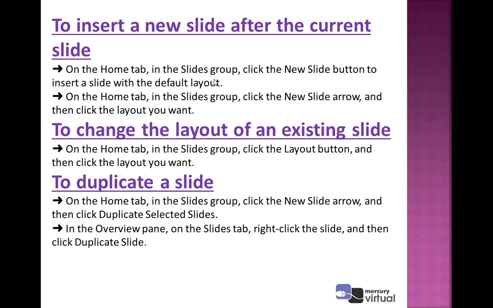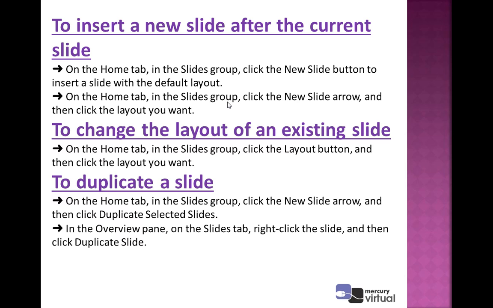Next is how to insert a new slide. First point says simply go to the home tab, in the slides group, click the new slide button to insert a new slide with the default layout. Default layout means the current layout that is already in place for inserting slides. Then the second point says go to the home tab, go to the slides group, click the new slide arrow and then choose the layout that you want. Means you can change the pattern of the slide that you want to insert.